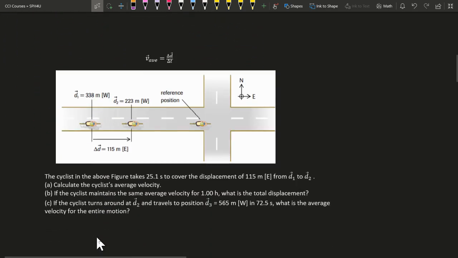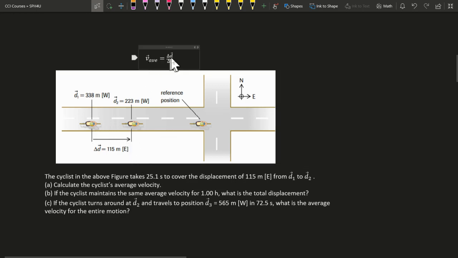Okay, so now, the cyclist here in the above figure takes 25-ish seconds to cover a particular displacement of 115 meters east, from position 1 to position 2. Here's position 1, and here's position 2. It looks like my change in position is 115 meters east. That's what we're looking at here. Calculate the cyclist's average velocity in this case.